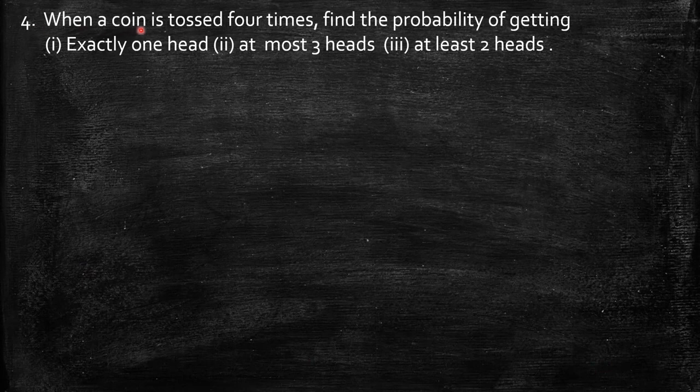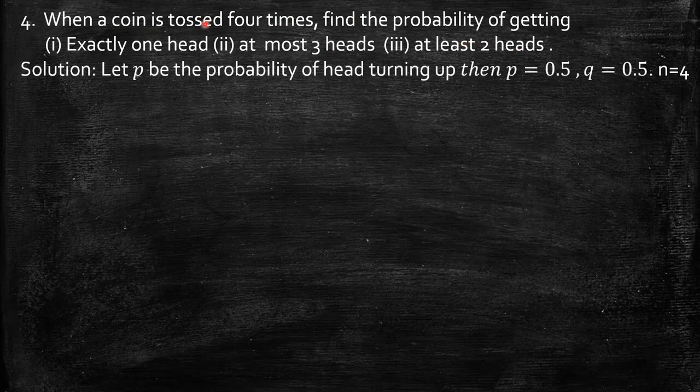Problem number 4. When a coin is tossed 4 times, find the probability of getting exactly one head, at most 3 heads, at least 2 heads. Here the probability of getting head is 0.5 for each trial. Let p be the probability of head turning up, then p is 0.5. q is the probability of getting tail, that is also 0.5. The total number of trials n is 4.